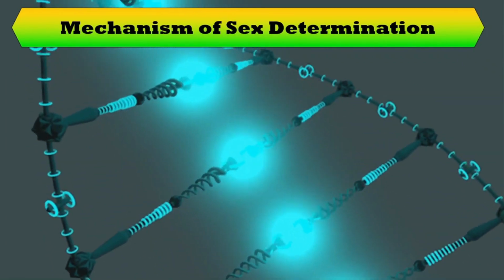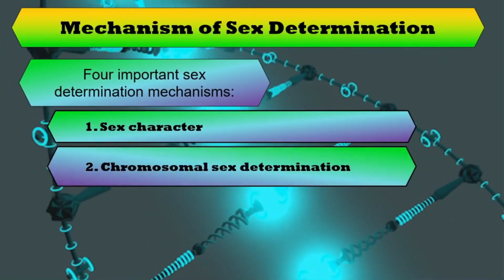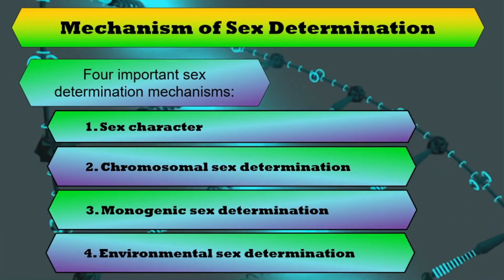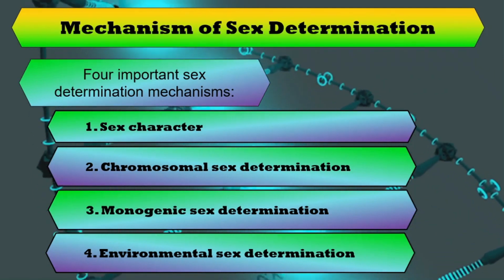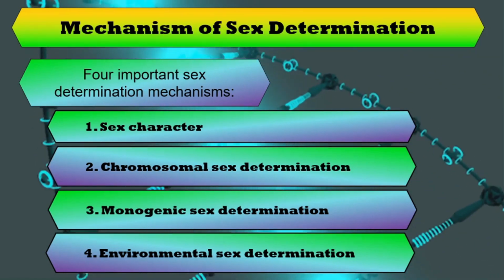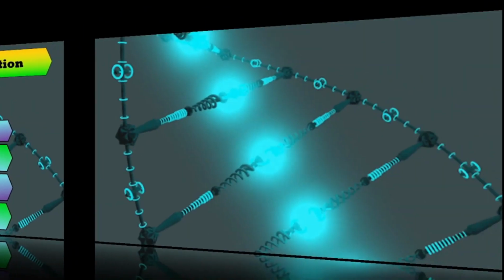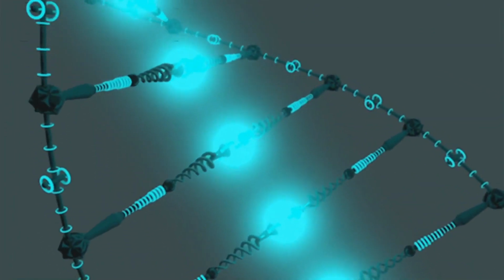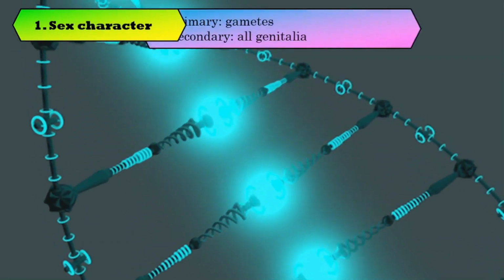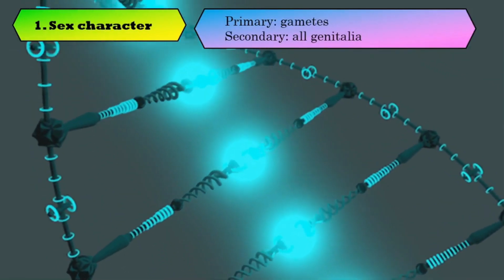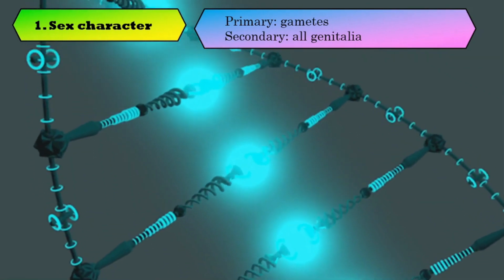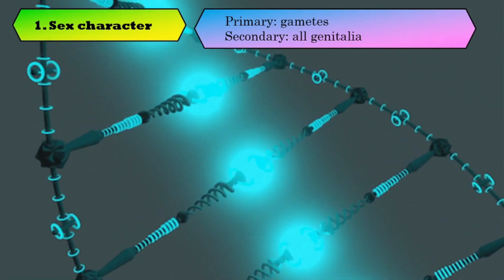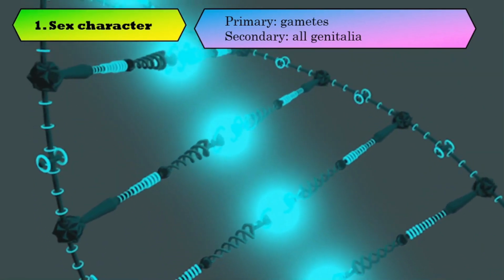Mechanisms of sex determination. There are four important mechanisms to determine the sex of an individual. First is the sex character, second is chromosomal sex determination, third is monogenic sex determination, and last is environmental sex determination. The first mechanism is the sex character, which includes the primary and secondary characters. Primary characters include the gametes, which are the sex cells, while secondary characters involve all the genitalia or the physical features that determine whether an individual is female or male.